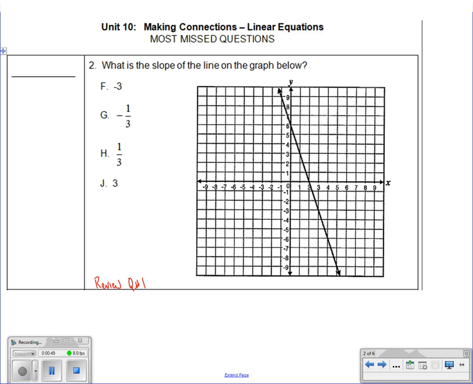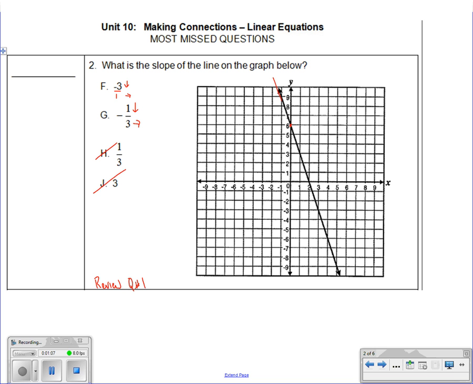First off, we know that it is decreasing, so it should be negative. That cancels out H and J. So the question is, is it negative 3 over 1 or is it negative 1 over 3? Remember, the top number tells you how far to go down, bottom number tells you how far to go to the right. So we're going to check them.